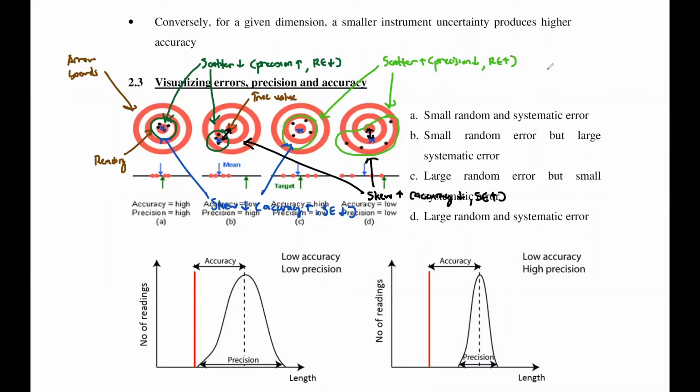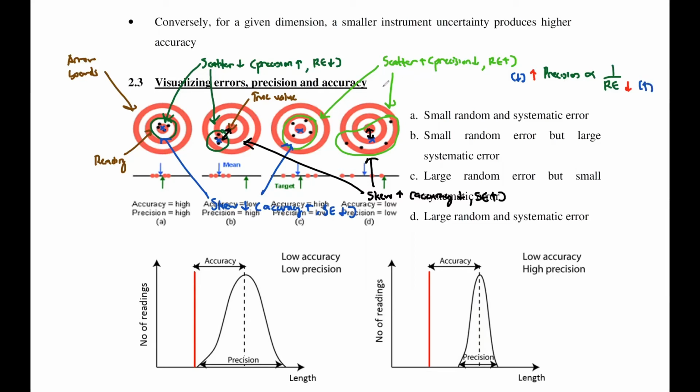You may have noticed a relation here now where we can say that precision is inversely related to random error. If we say that the precision is high, that means the readings are very close to each other, the degree of scattering is small, our random error is small. Conversely, if we say that our precision is low, that means the readings are very far apart, the degree of scattering is very large, our random error is going to be large.